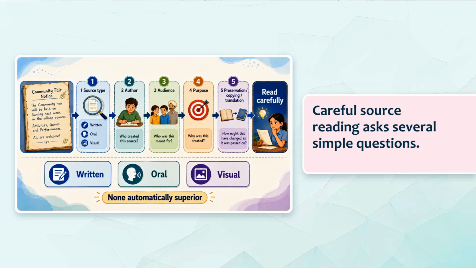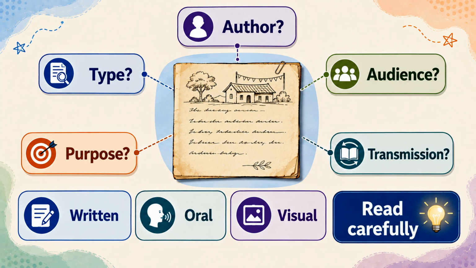The 5 gates give us one reusable routine. Careful source reading asks several simple questions. Type, creator, audience, purpose, and transmission all help us understand the source. Each question protects us from a different shortcut. Source type stops us from confusing forms, author and audience show the communication situation, and purpose helps explain why certain information was selected. The transmission check reminds us that preservation, copying, and translation can affect surviving versions.